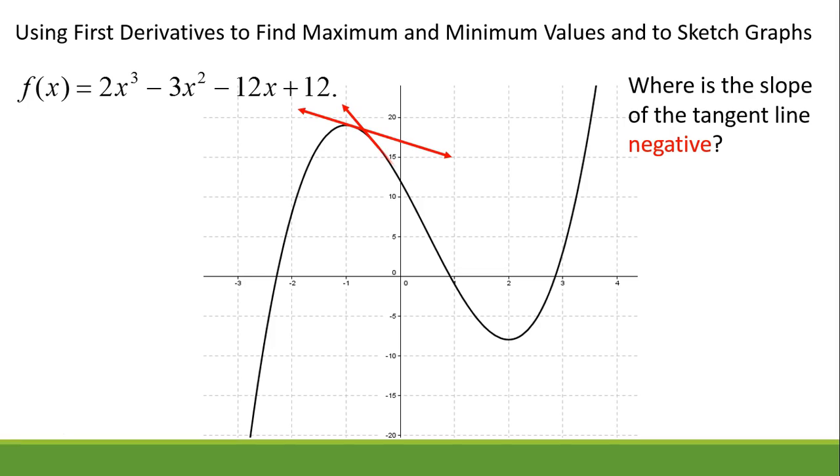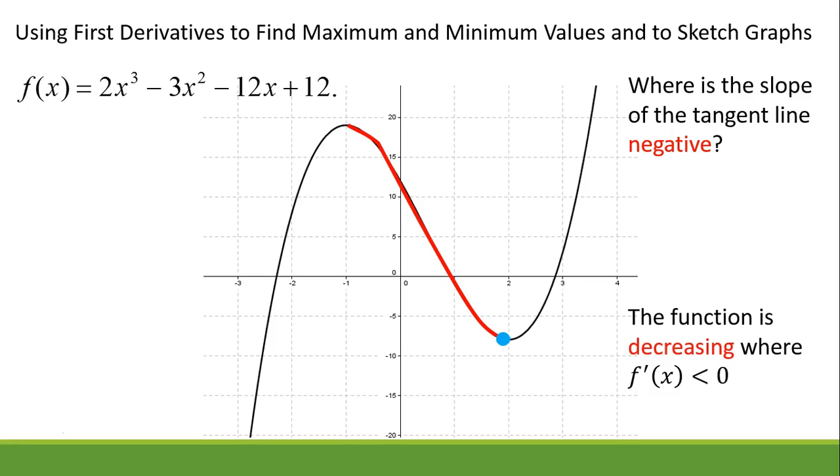Well, once again, there's lots of different tangent lines we could draw that have negative slopes, and all of those tangent lines touch the curve somewhere along the red part of the curve. Imagine that you have a point that you move along the red part of this curve from left to right. The point would also move down. So we would say that the function is decreasing where this first derivative is less than 0. The function's decreasing where the slopes of the tangent lines to the curve are negative.